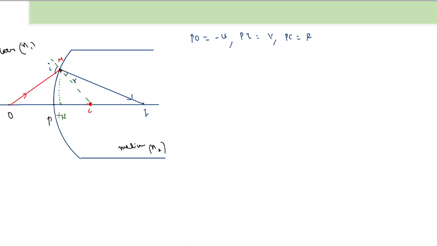Now let's define three angles. We'll call this angle alpha, this angle beta, and this angle, say, delta. So here we define three angles called alpha, beta, and delta, where alpha is the angle which the incident ray makes with the principal axis, beta is the angle which the normal makes with the principal axis as given here, and delta is the angle which the refracted ray makes with the principal axis. So we define three angles here.